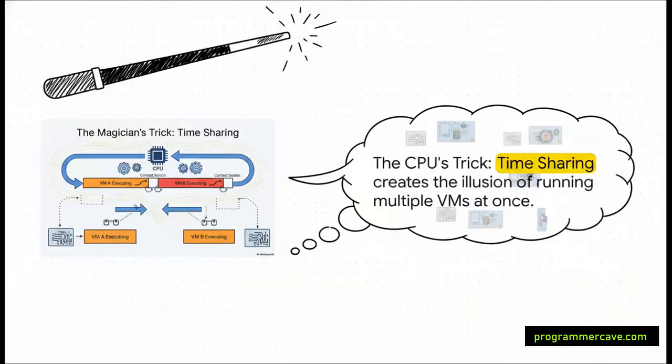So how does this magic trick actually work? Well, it's not really magic. It's a clever technique called time sharing. Your CPU isn't actually running a dozen things at the exact same microsecond. Instead, it's performing something called a context switch. It runs a few instructions for virtual machine A, saves its state, then instantly loads the state for virtual machine B, runs that for a few milliseconds, and just keeps repeating that cycle. It does this so unbelievably fast that it creates the perfect illusion of everything running at the same time.